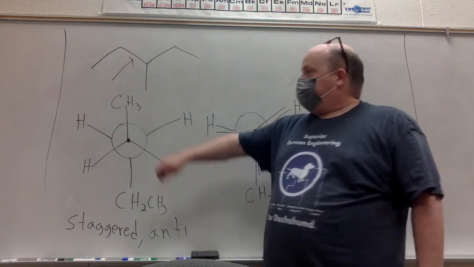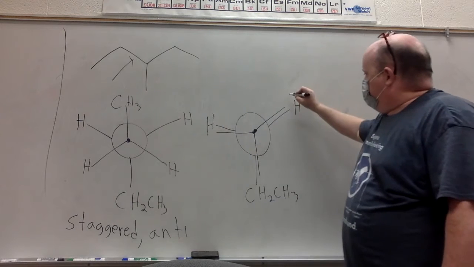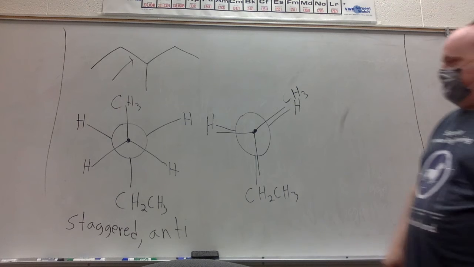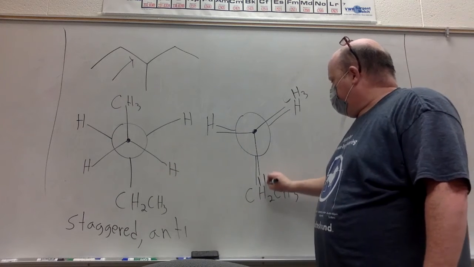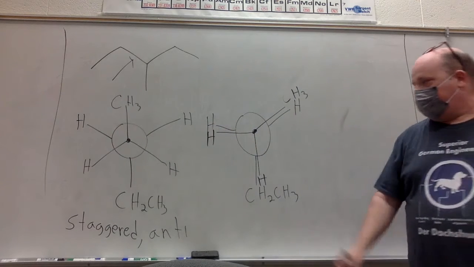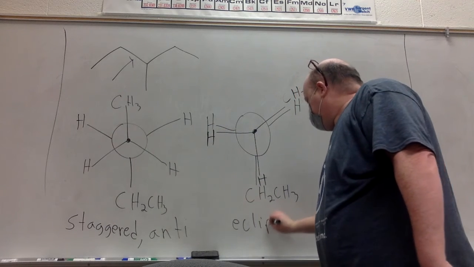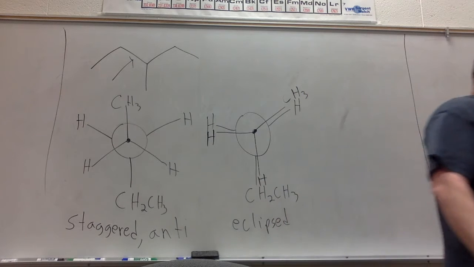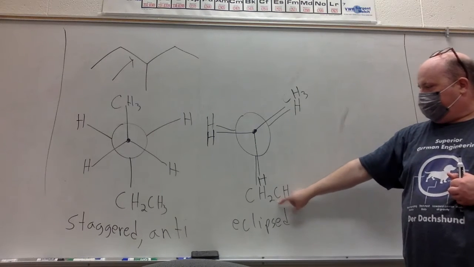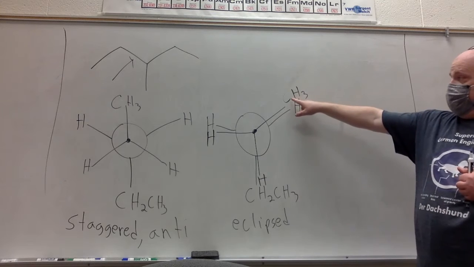And since I'm doing this clockwise, that means the methyl group now rotates in front of that H. This H rotates in front of the ethyl group, and this H rotates in front of the other H. So this is an eclipsed conformation. We don't have a second descriptor term like anti or gauche for these, but be aware that not all eclipses are the same. In this case, we have the ethyl group and an H eclipsing, and the methyl group and an H eclipsing.